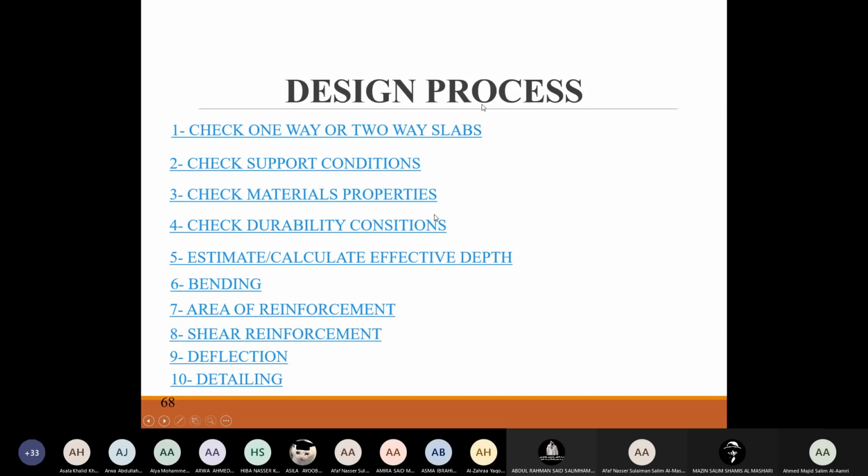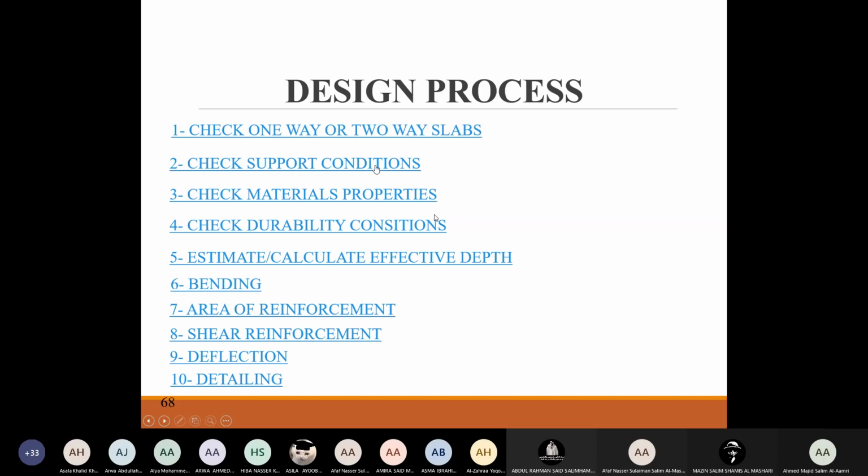So the first thing, we need to check whether it's a one-way or two-way slab. Is it important to check whether it's a one-way slab or a two-way slab? Yes, it is important, because we have different tables for the different scenarios. A one-way slab is going to have major bending in one direction, while a two-way slab bends in two directions.